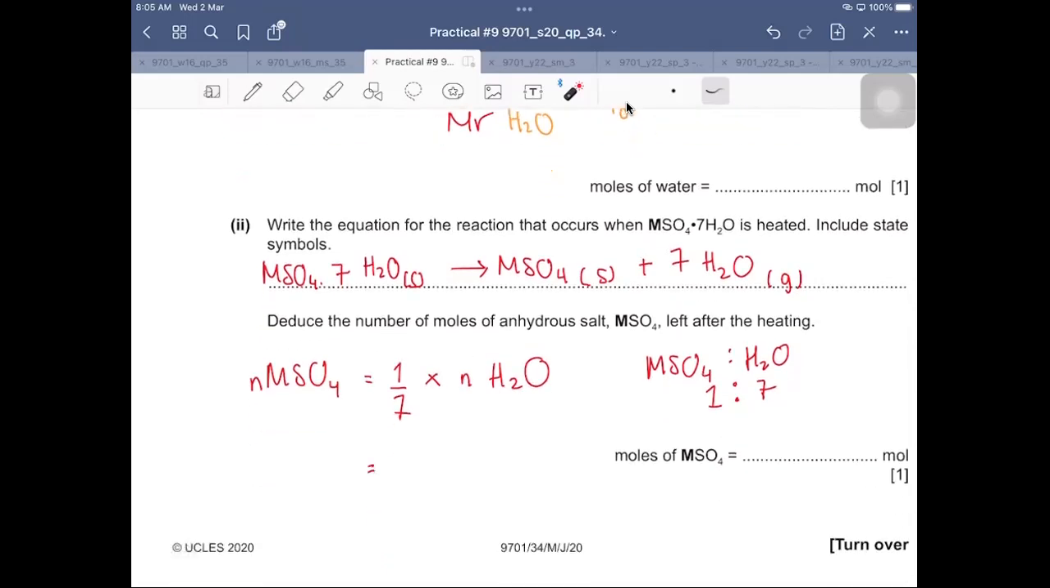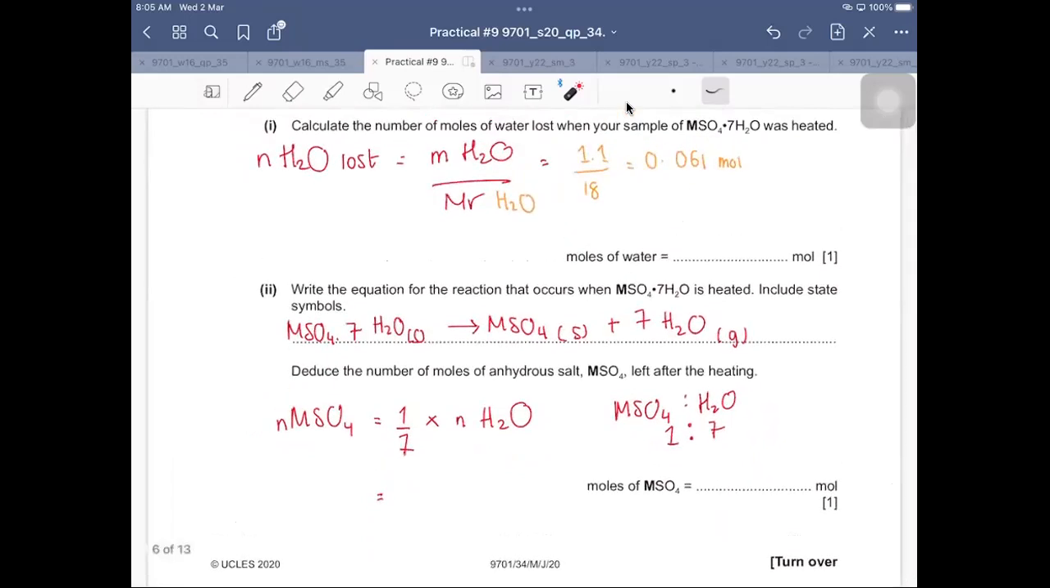Then work out the number of moles of the sulfate. You got that already? Okay, let's move on to the next one.